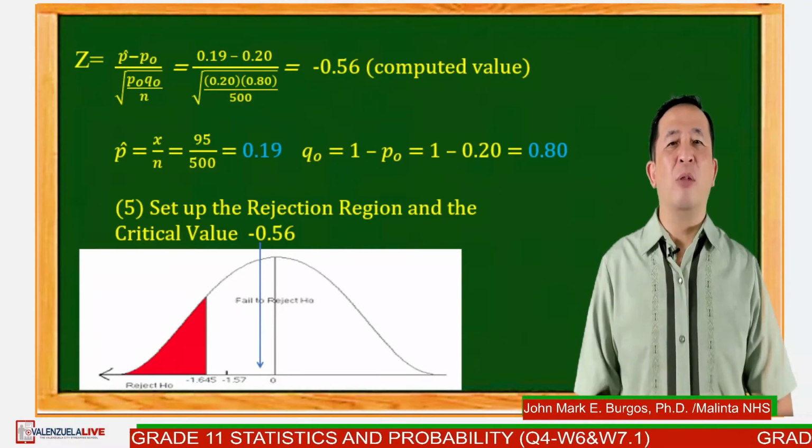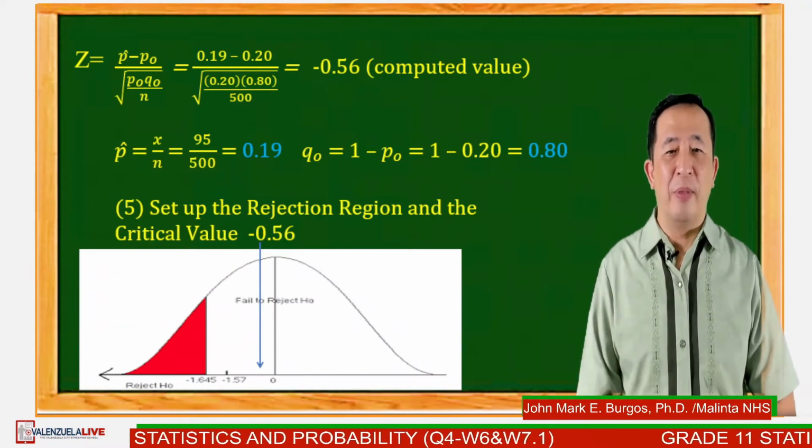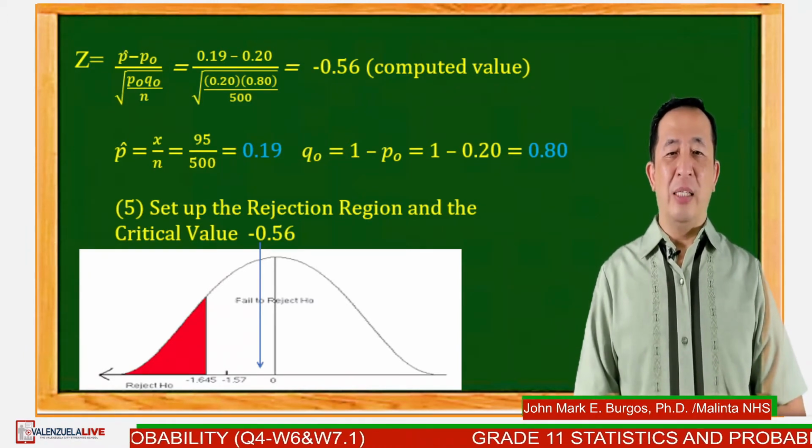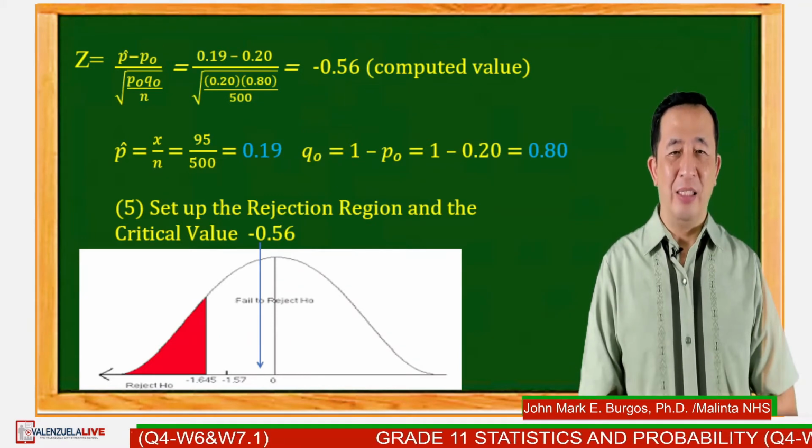The fifth thing that we have to consider is that we have to set up the rejection region, and the critical value is negative 1.645.